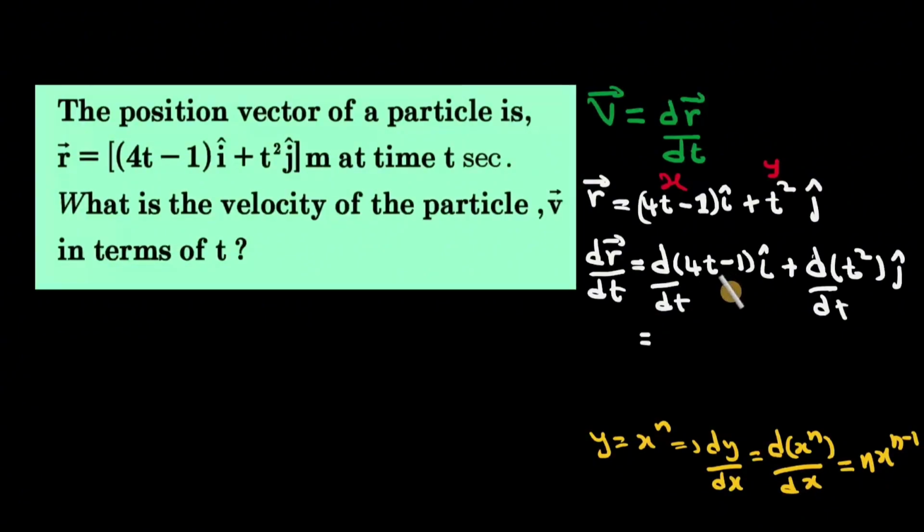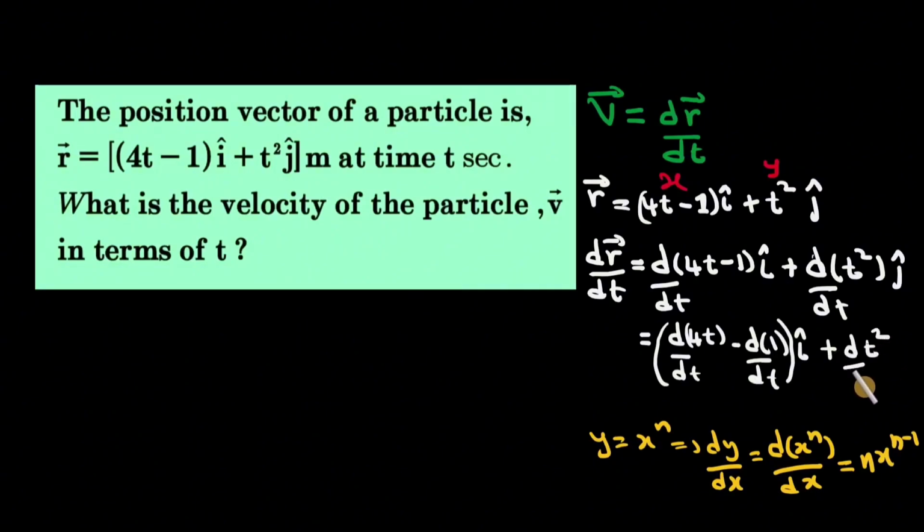To differentiate this one, I need to also separate into terms. This is a term, this is another term. You know, a term is always separated by a negative or a positive sign. Now, I'm going to have the differentiation of 4t with respect to time minus the differentiation of 1 with respect to time, all times unit vector i, plus the differentiation of t squared with respect to time times unit vector j. You see, using this formula, the differentiation of 4t is 4.